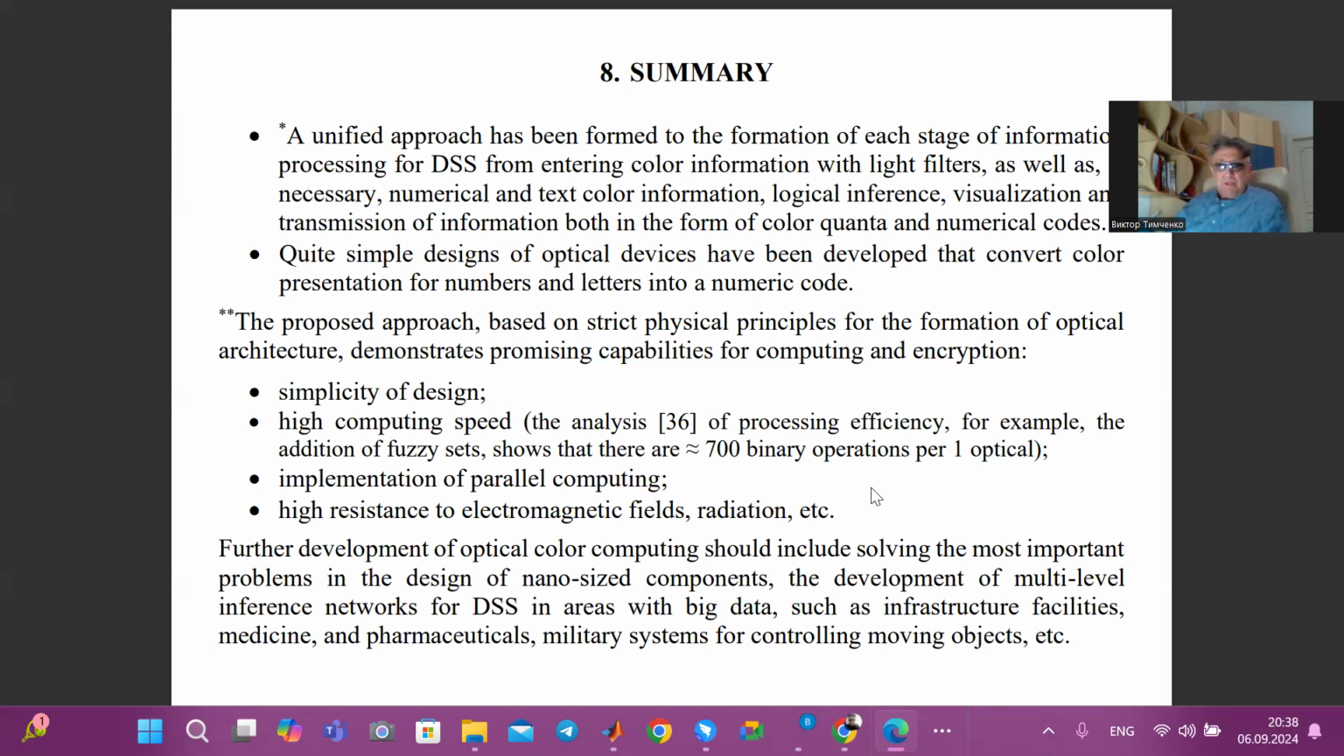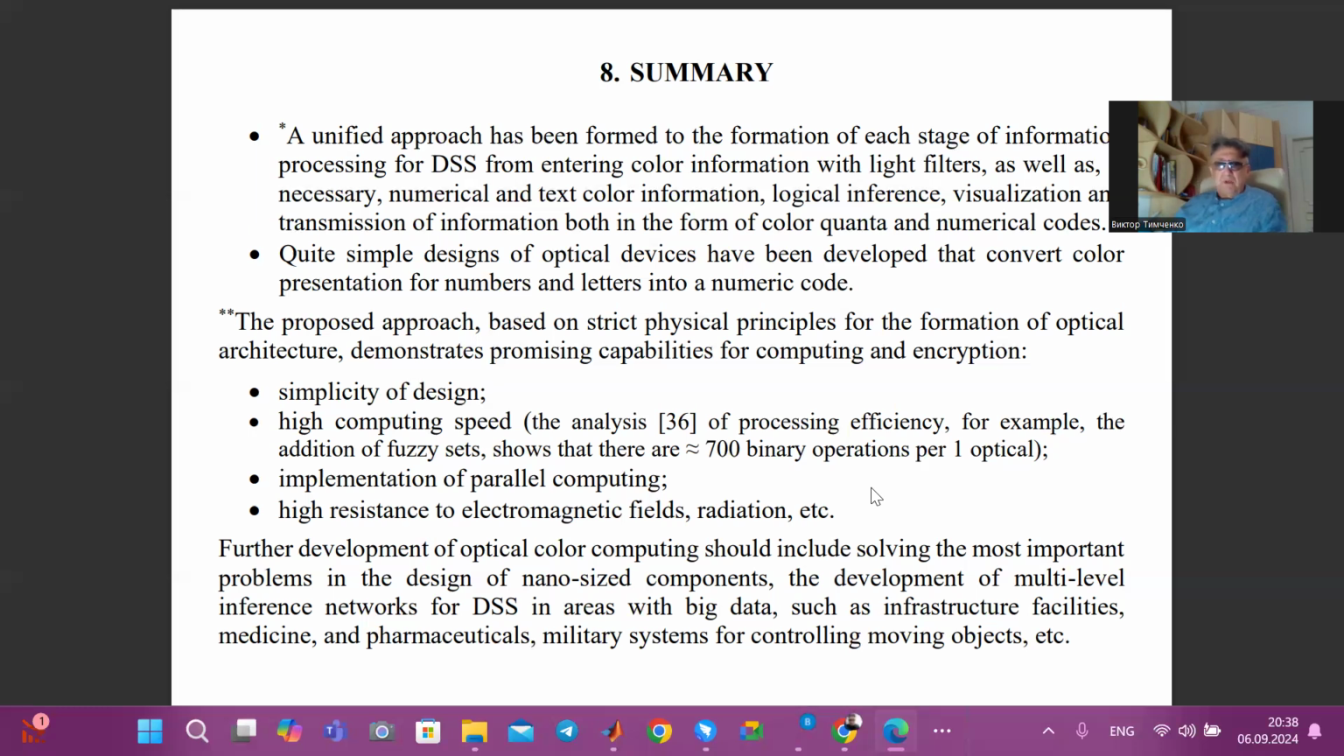The proposed approach, based on strict physical principles for the formation of optical architecture, demonstrates promising capabilities for computing and encryption: simplicity of design, high computing speed, implementation of parallel computing, high resistance to electromagnetic fields and radiation, etc.